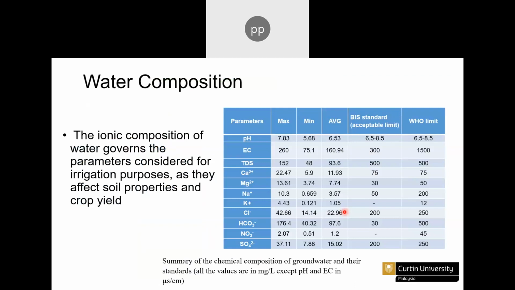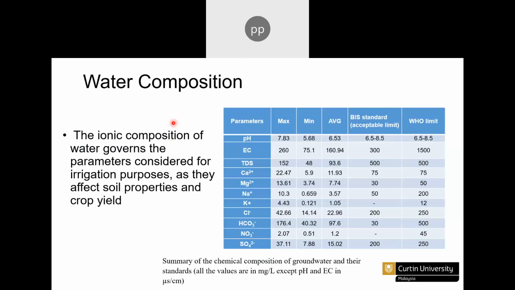If you want to assess water quality, first you need to identify what composition is present in the water. The ionic composition of water governs the parameters considered for irrigation purposes, as they affect the soil properties and the crop yield. This is the key point I want to stress. Why am I always talking about water quality with respect to agriculture? As already mentioned, water is one of the key factors for agriculture. If the water quality is not up to the standard, then agricultural activity will be affected.